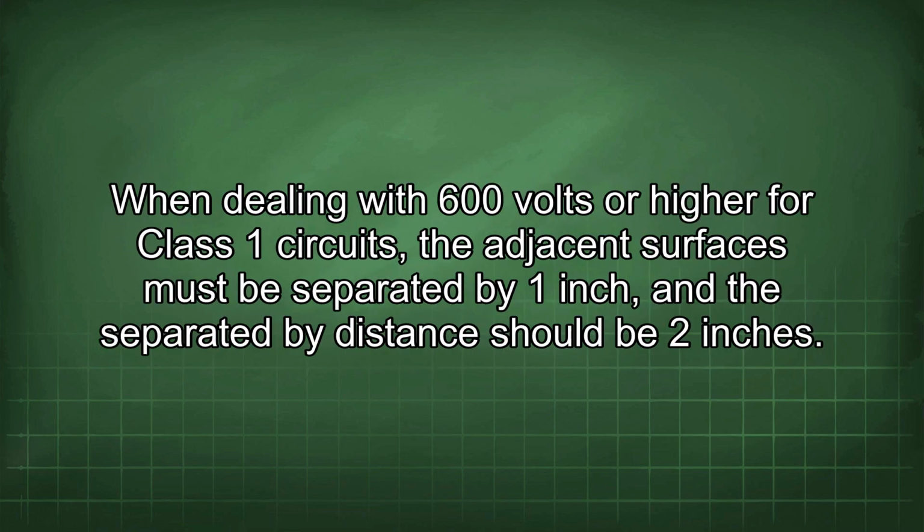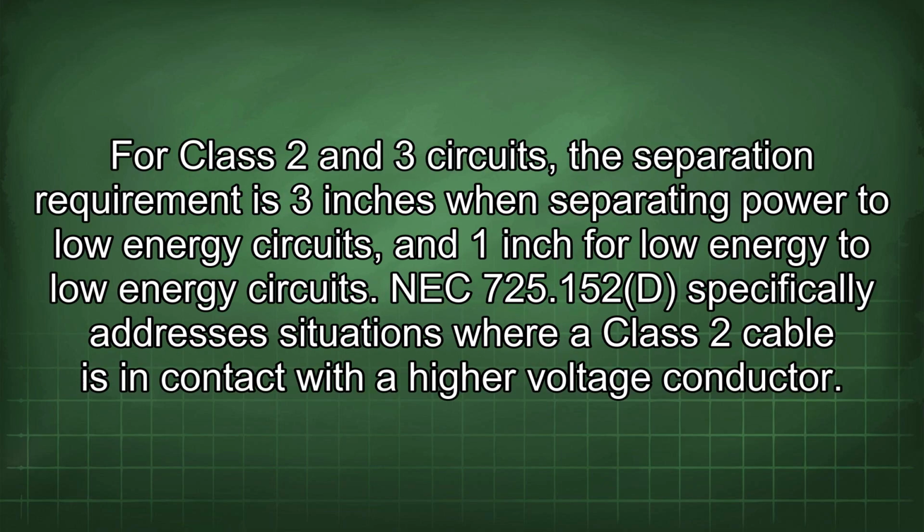When dealing with 600 volts or higher for Class 1 circuits, the adjacent surfaces must be separated by 1 inch, and the separated by distance should be 2 inches. For Class 2 and 3 circuits, the separation requirement is 3 inches when separating power to low energy circuits, and 1 inch for low energy to low energy circuits.